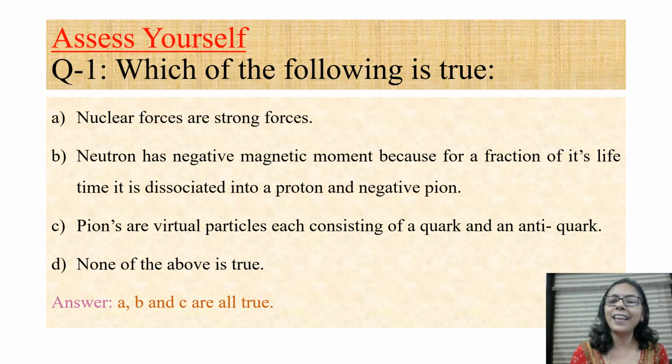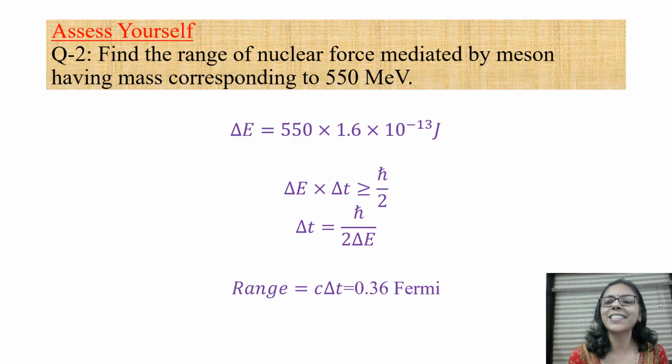Moving on to the next question. Find the range of nuclear force mediated by a meson having mass corresponding to 550 MeV. Are you understanding the problem? I want you to find the range of nuclear force mediated by a meson. And I've given you the mass of that meson. So what would be the value of delta E over here?